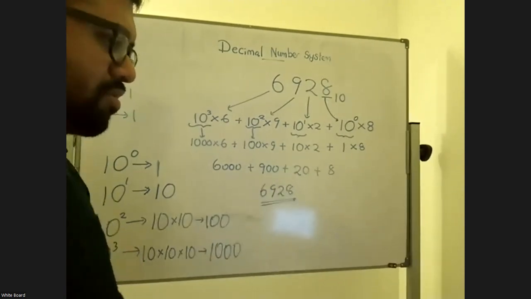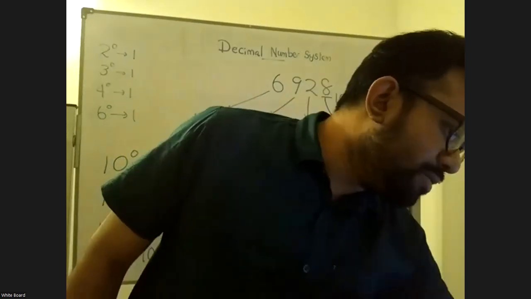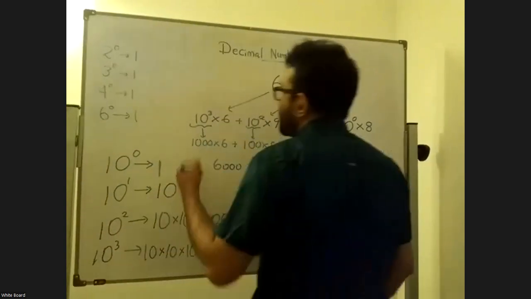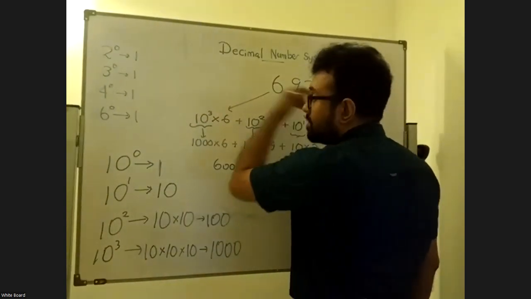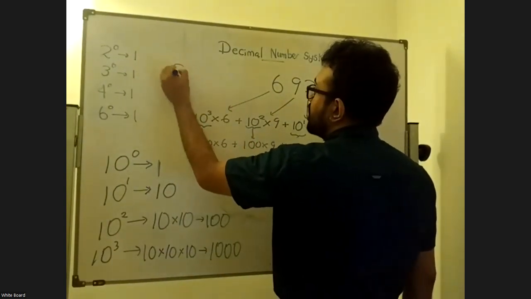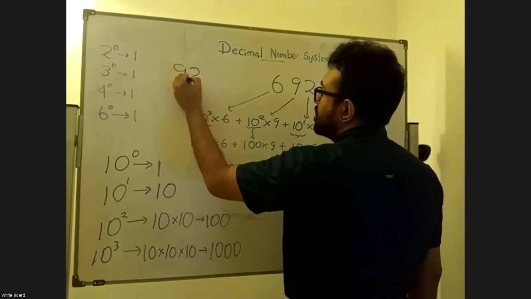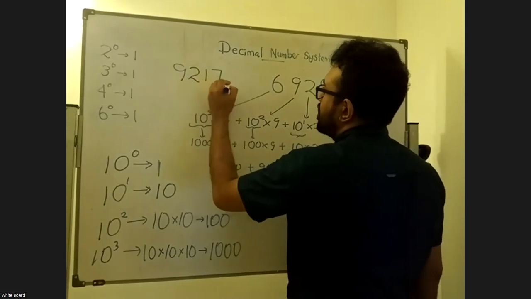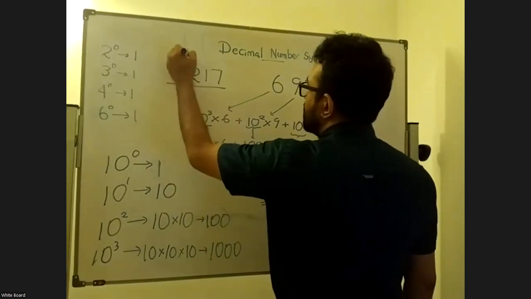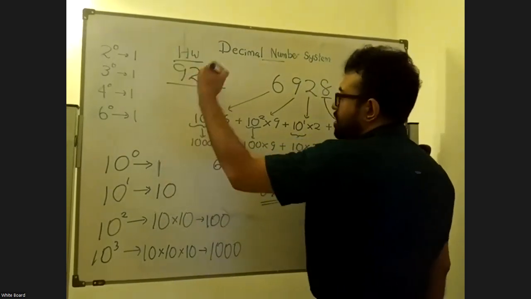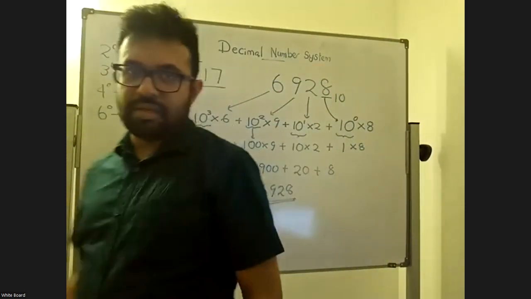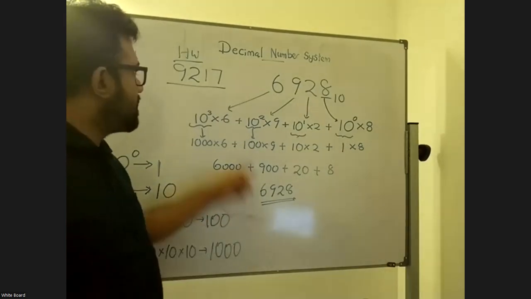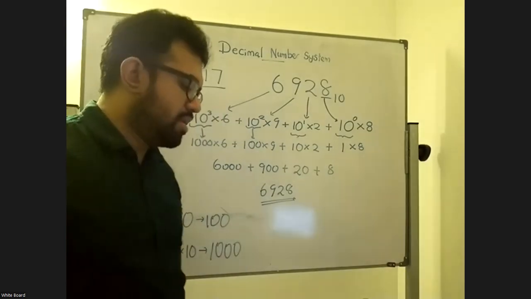So I will give you a small homework to do. Do the expansion for this number, otherwise it will take a lot of time for you to do it again. Do the expansion for this number 9,000. Do this as your homework, right? Keep some space for doing this right below this, and write the answer.